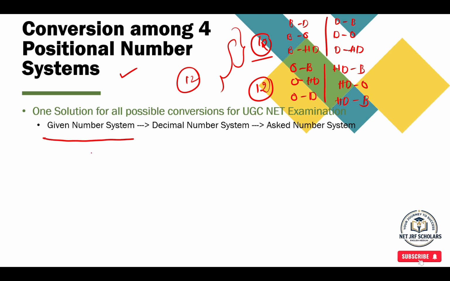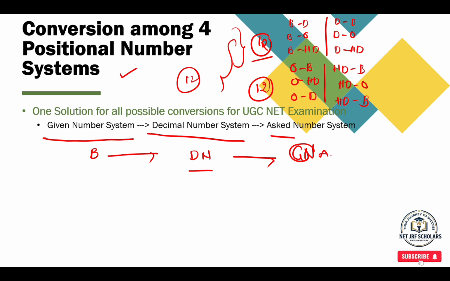Okay, that is given number system. Let's say they have given you a binary number, whatever they have given, then you need to convert it into the decimal number system. Once converted to the decimal number system, it's easy for you to convert to the asked number system, right? Whatever they ask, you first need to convert it into the decimal number system.